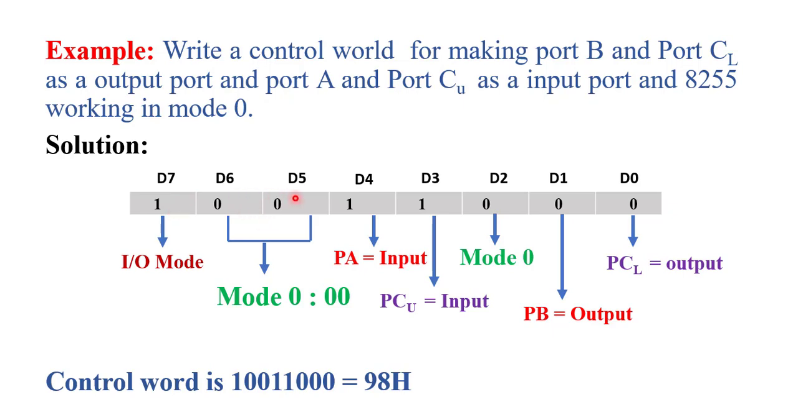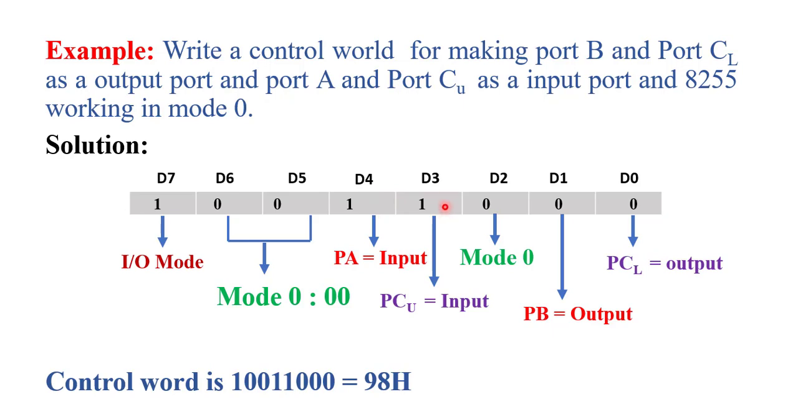Now D6 and D5 bits. This bit combination defines in which mode port A is working. Here, given in the example, 8255 works in mode 0. It means these two bits are 0 0. Next, D4 bit. D4 bit defines the input-output function of port A. It means port A works as an input port or works as an output port. Given in the example, port A is an input port. So this bit is 1.